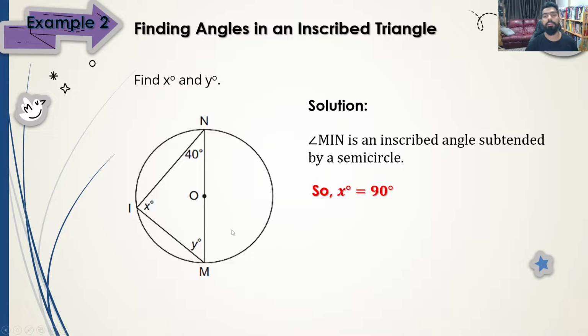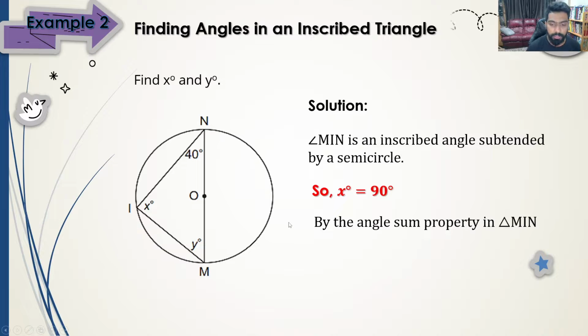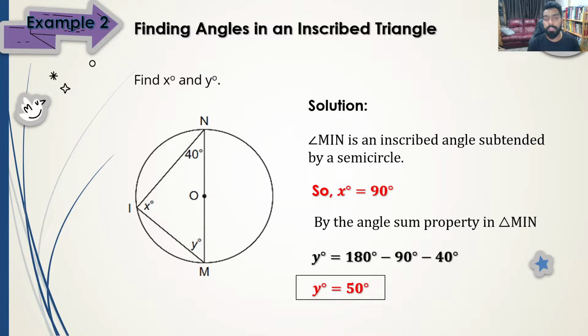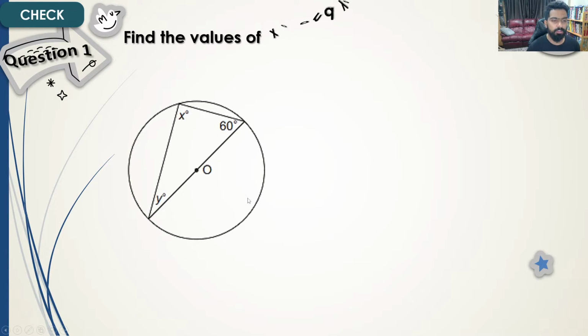Therefore, using the sum of triangle property, we can immediately know that our angle y will be equal to 50 degrees. All right, 180 minus 90 minus 40. All right, guys. Now let's go ahead and solve some questions.